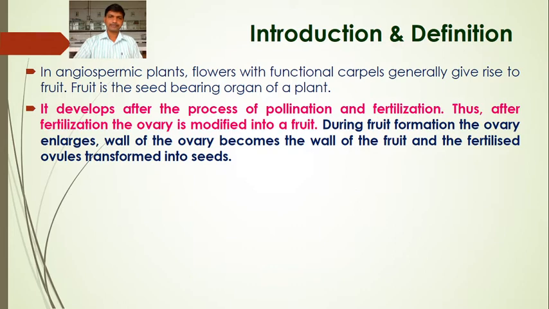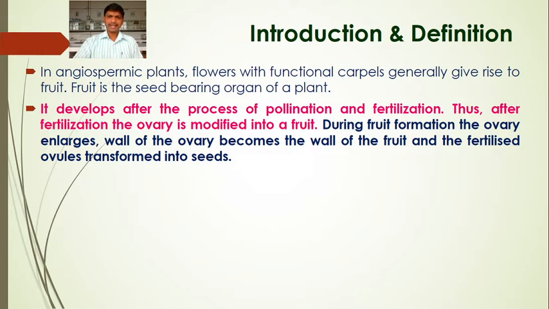After the formation of a flower that possesses functional carpels, the carpel, which is a member of the gynoecium, generally gives rise to the fruit. So fruit is the seed bearing organ of a plant. It develops after the process of pollination and fertilization. So what happens in the flower? There are essential reproductive parts, the androecium and gynoecium. These are involved in the process of reproduction.